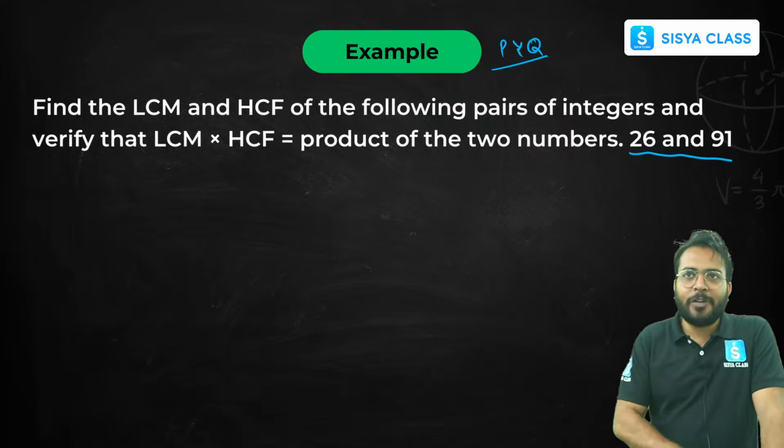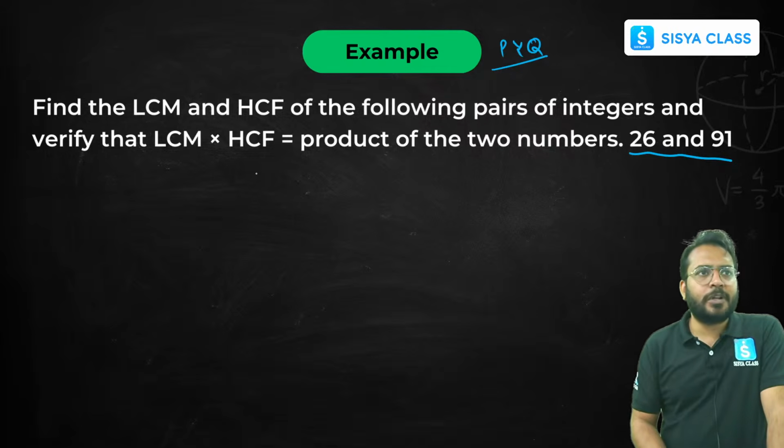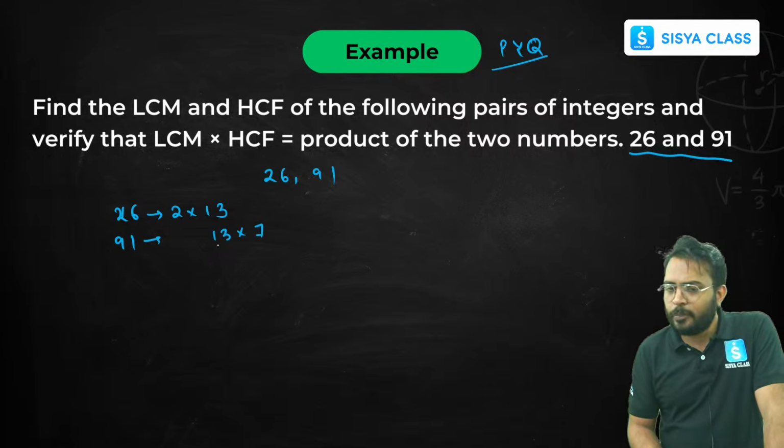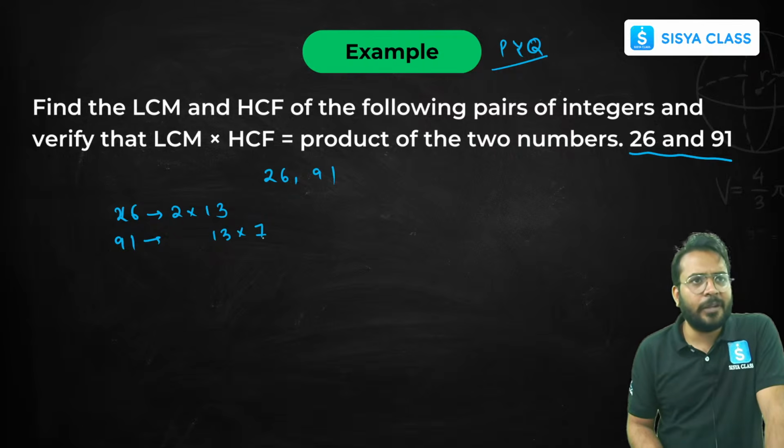How are we going to verify? We have two numbers, 26 and 91, all right. So 26 can be written as what? It can be written as 2 into 13. 91 can be written as what? It can be written as 13 into 7, yes. You can do the prime factorization for 26 and 91 and you will get the same.